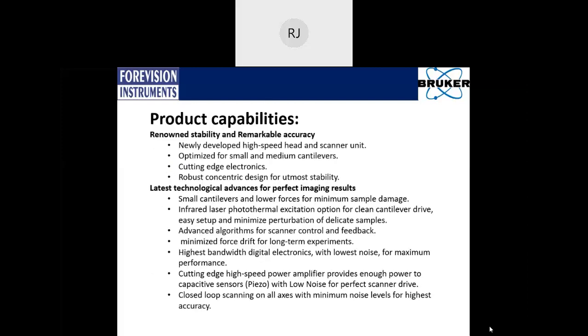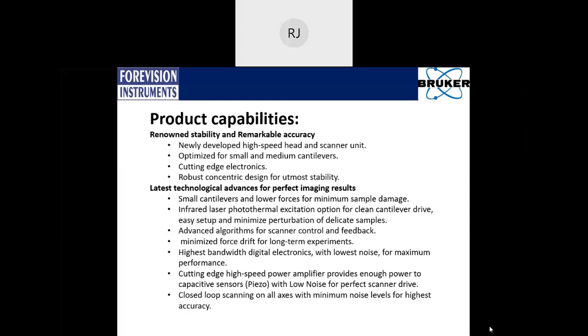Then the capabilities of the product. It has a newly developed high-speed head and scanner to perform these images at much faster rates without much impact from noise or other factors. It is optimized especially for small and medium cantilevers.